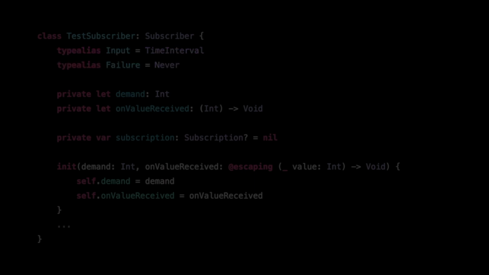The initial demand will be passed during initialization. The value handler closure will be invoked when the value is received, so we can check the values in our tests. And finally, we'll keep a reference to the subscription. This is important. The subscriber needs to keep a strong reference to the subscription to keep it from deallocating prematurely.